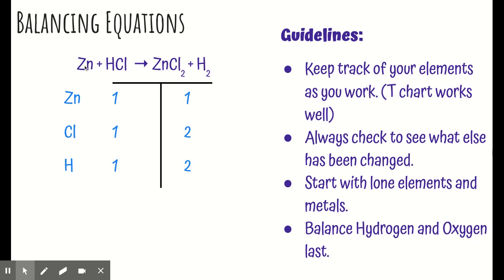If I start with zinc first, zinc is balanced. I don't need to do anything with that right now. Chlorine, there are twice as many chlorines on the product side as there are on the reactant side. So for this, I'm going to want to add a 2. What can I multiply this with to equal that side? I can multiply 2 times 1 to equal 2. So I'm going to put a 2 here in front of this HCl. That balances my chlorines, but what else did I change? I also changed its hydrogen. By putting the 2 in front of this, I balance my chlorines, and I just happen to balance my hydrogens.